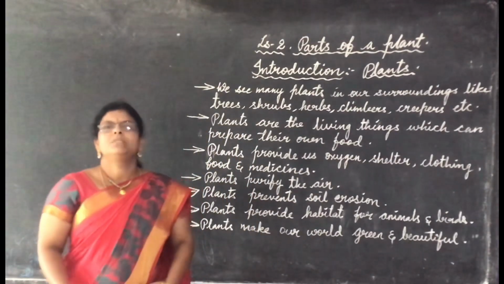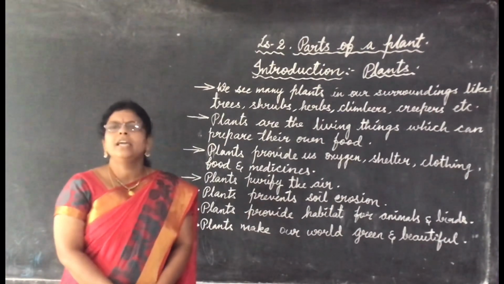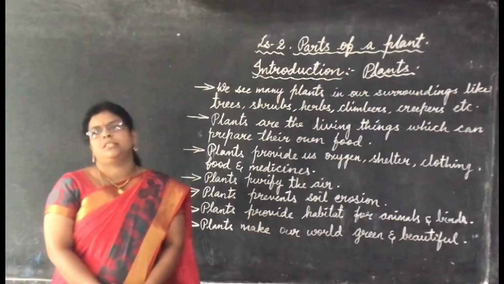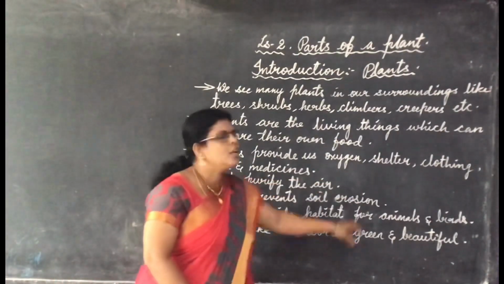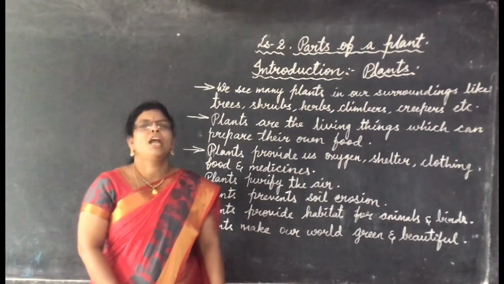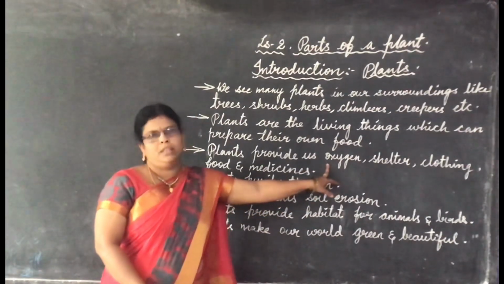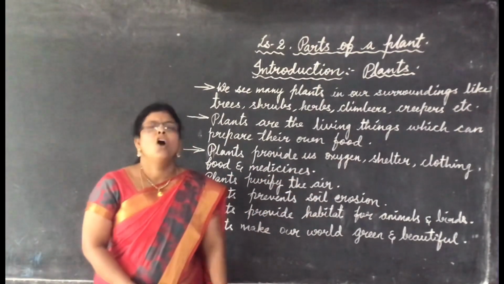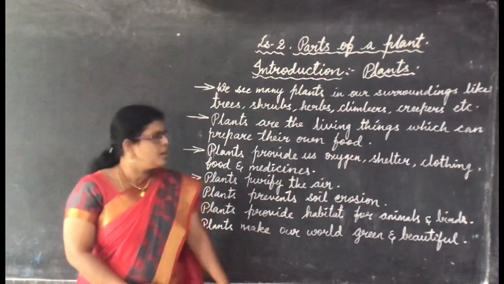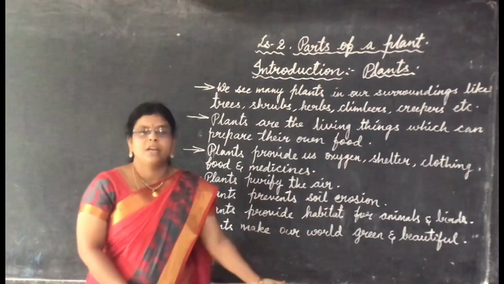Whatever items we are using in our daily life, everything we get from the plants. See, plants provide us oxygen. It is essential for our life. Can we live without oxygen? No children, we cannot live without oxygen. Oxygen is very essential for breathing. Not only for us, all living organisms need oxygen for breathing. Isn't it?